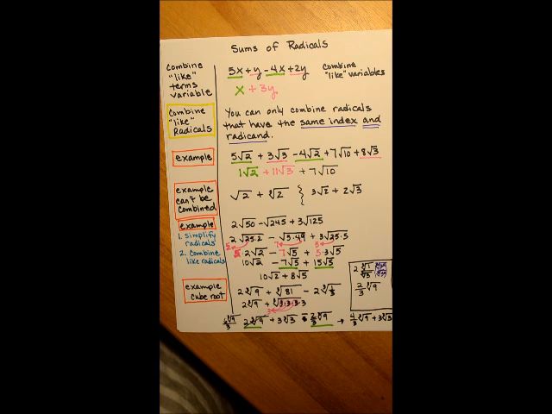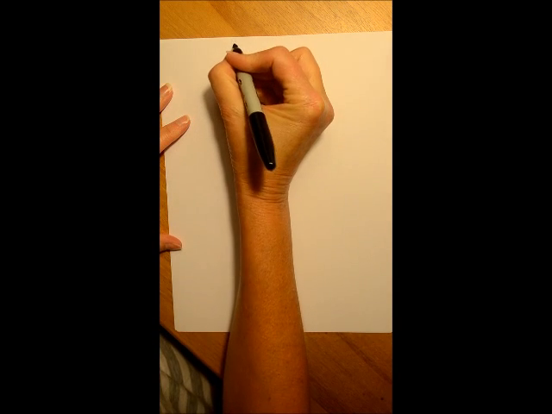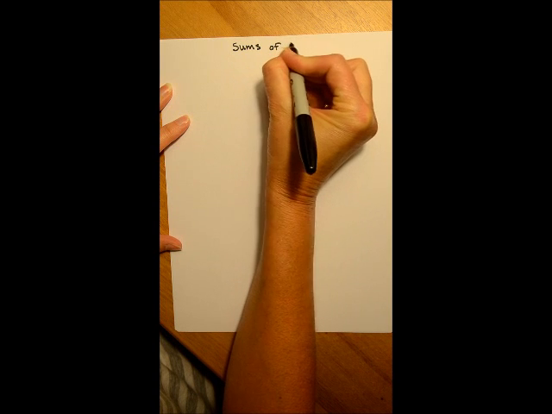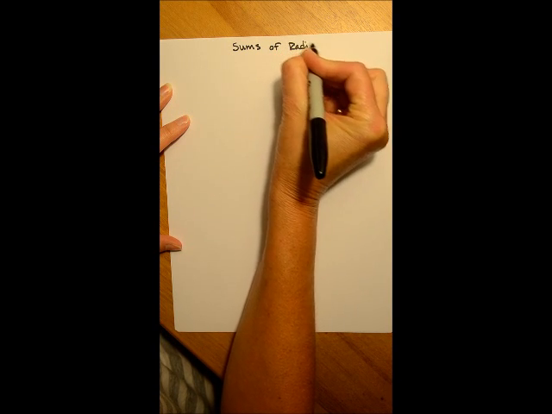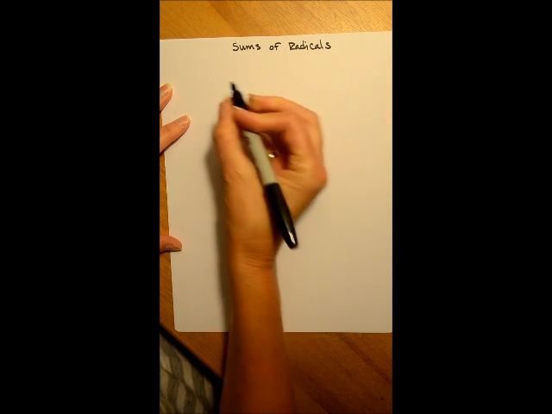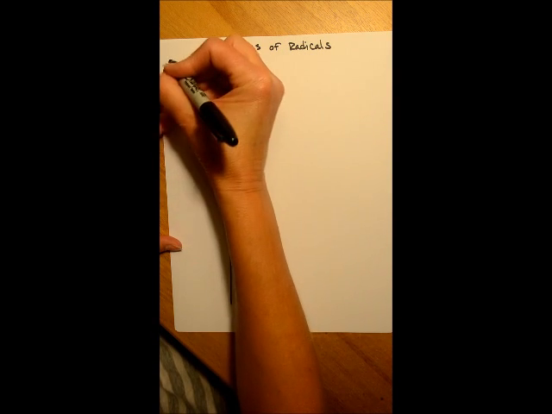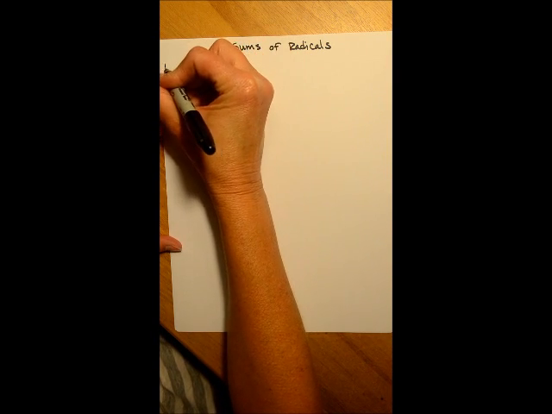Okay, we're going to do some practice multiplying. Okay, so we're continuing on with sums of radicals. And the first thing that I want to do is we're going to practice multiplying.